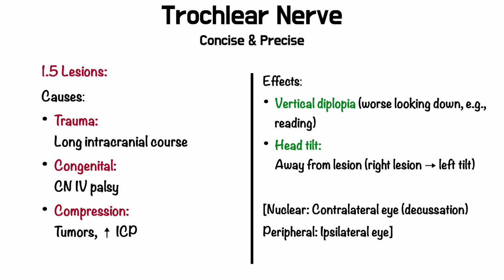And if the lesion is nuclear, that is in the central portion of the nucleus, then the contralateral eye is affected. And then if the lesion is peripheral, the ipsilateral eye, that is the eye of the same side, is affected. So that is all about the trochlear nerve.